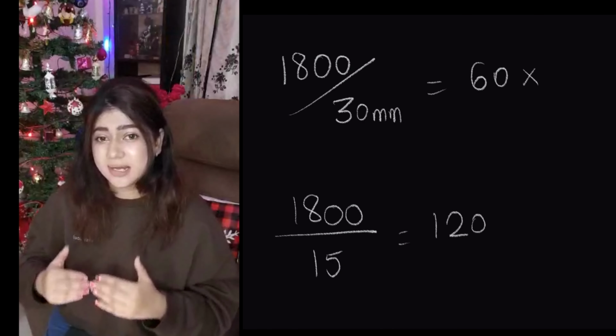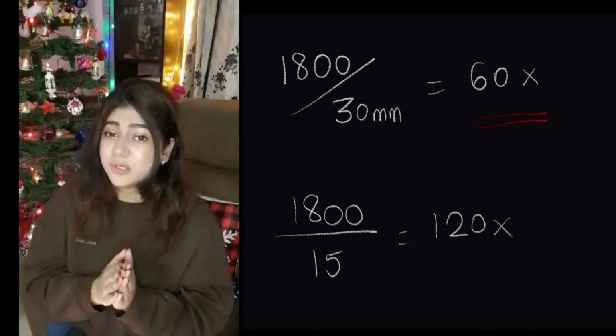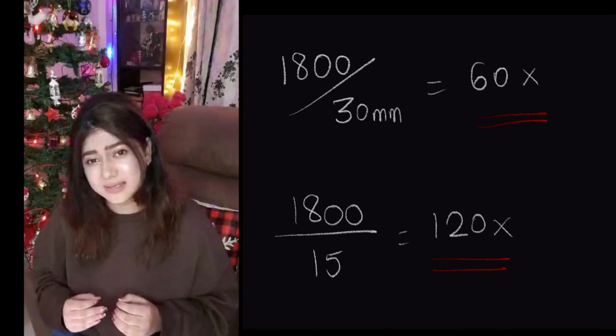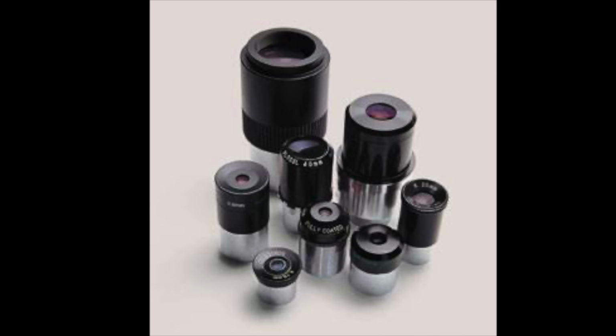If I divide 1800 by 15, I get a magnification of 120. As you can see, the smaller the number of the eyepiece, the greater is the magnification. This also means that the same eyepiece can give you different magnification in different telescopes. Normally, the magnification range goes from 50 to 250.